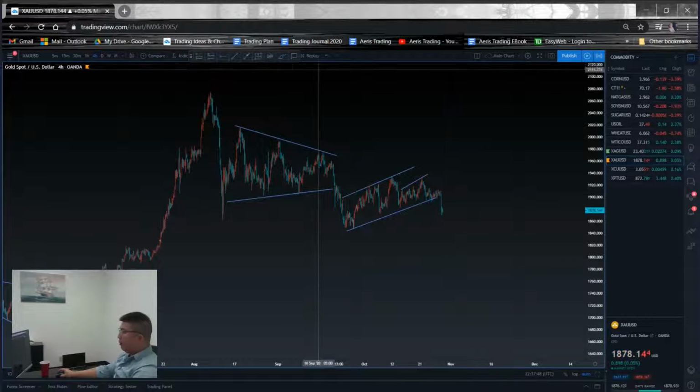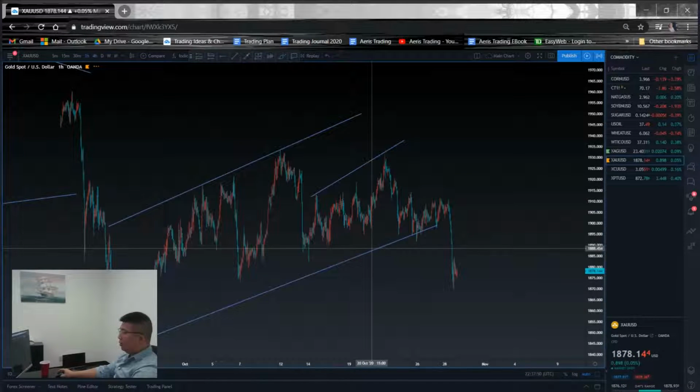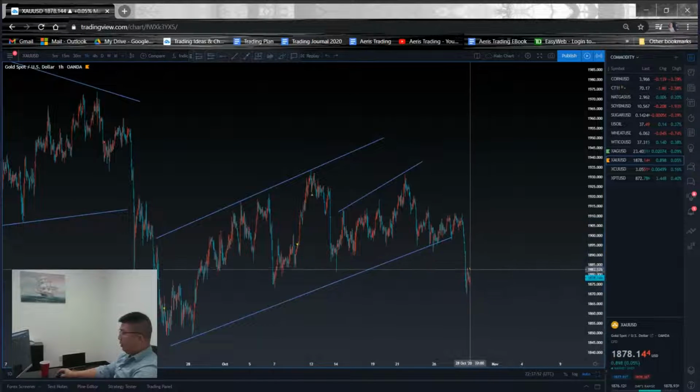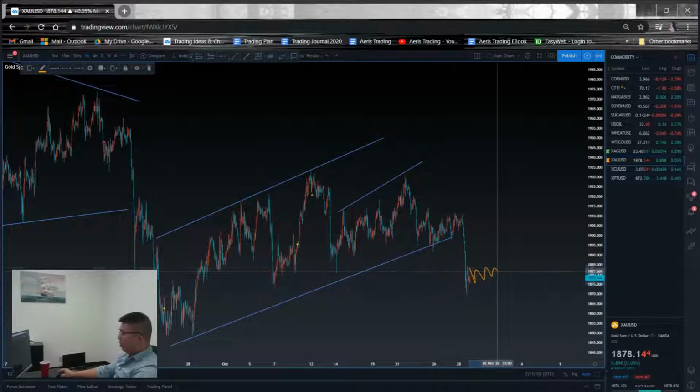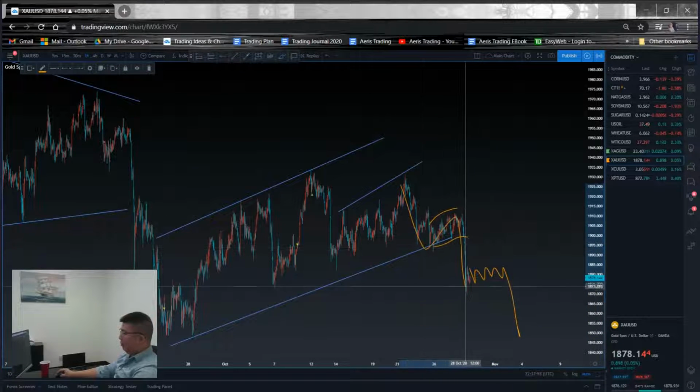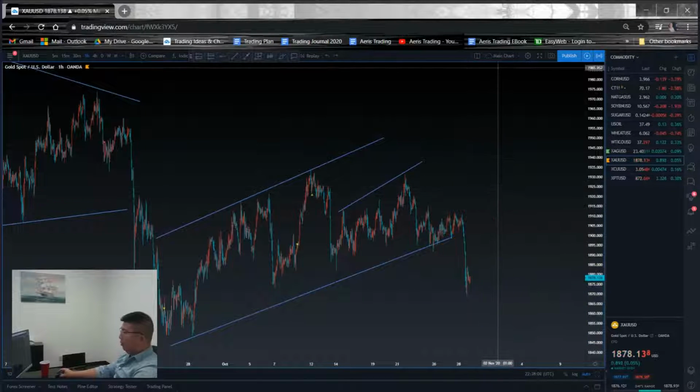I do see it likely to continue. I do see an impulse already. If it's going to form a correction here, then I definitely see something like this. Very similar: you have an impulse, a correction, an impulse, waiting for another correction for the next impulse. So I do see that happening.